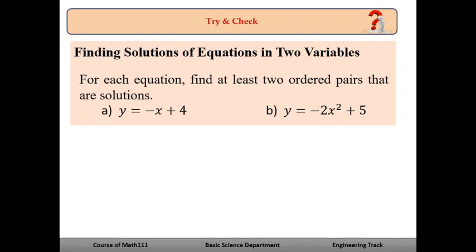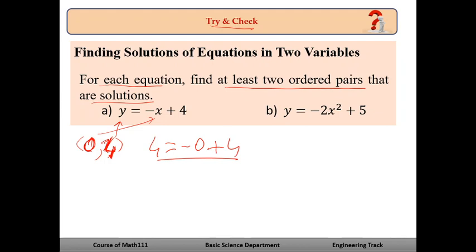Now let's look at this example here. Try and check exercise. For each equation, find at least two ordered pairs that are solutions. We will try to find two numbers, one for x and one for y, that make the equation true. So how about (0, 4)? If I take x equal to 0 and y equal to 4, is it true? Is 4 equal to minus 0 plus 4? Yes, so (0, 4) is a solution.